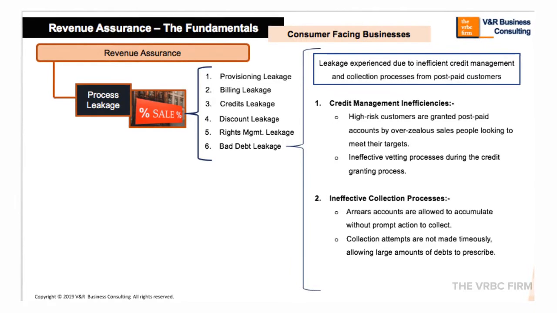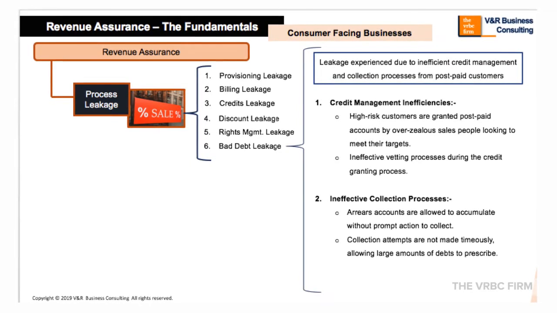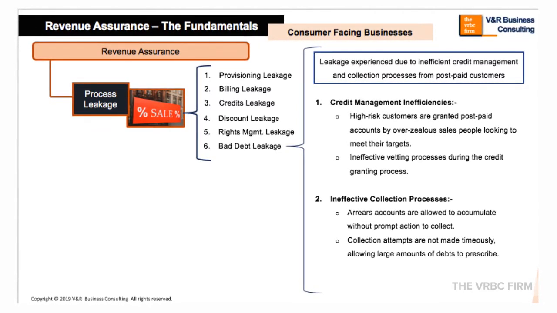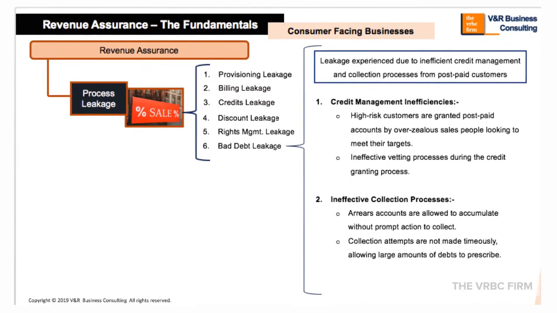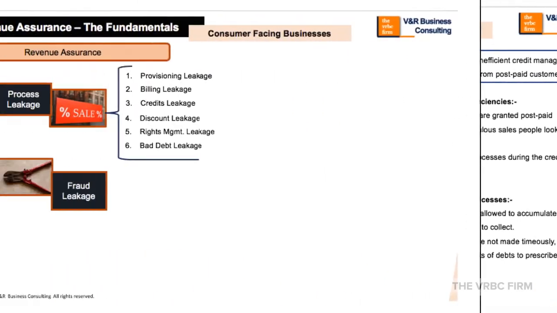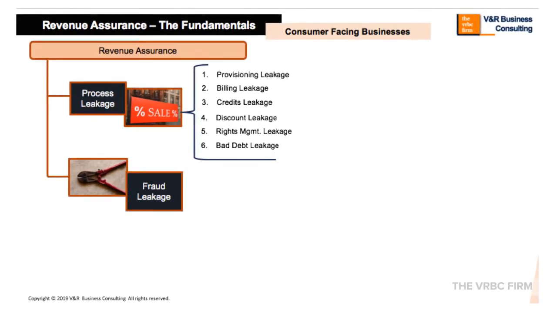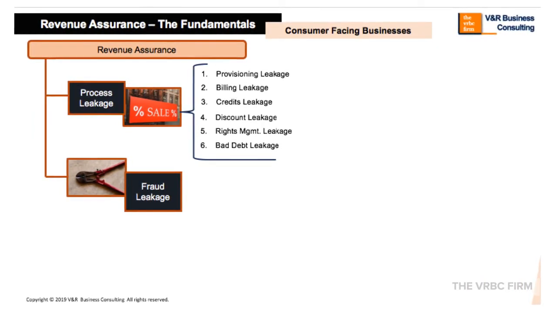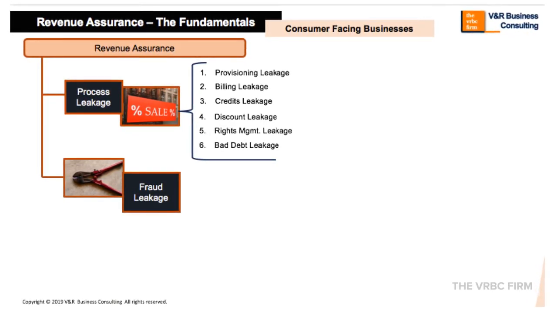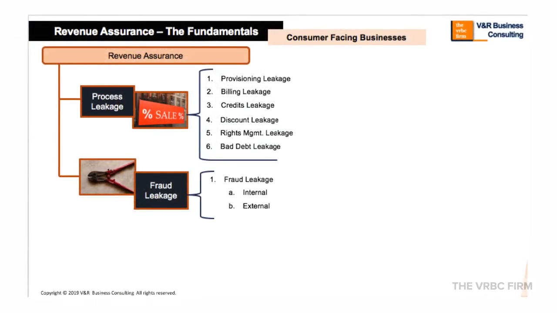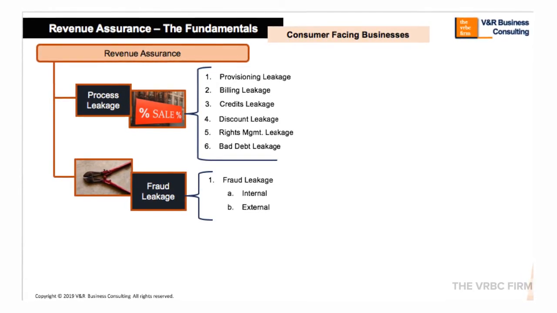The last of the process leakage types is bad debt leakage, which can come about due to a number of predictable process inefficiencies. Right. Next, we deal with fraud leakage. This is revenue leakage that occurs due to the intentional efforts on the part of employees and outsiders to exploit legitimate processes to defraud the company. There's never a shortage of ideas people come up with to steal. Listed here are some of the most commonly occurring ones.